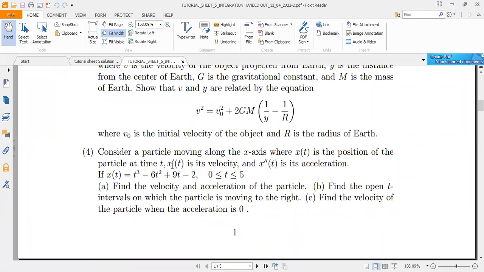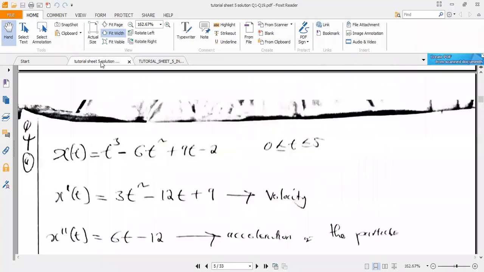B, find the open t intervals on which the particle is moving to the right. And C, find the velocity of the particle when the acceleration is 0. So we want to work around that.